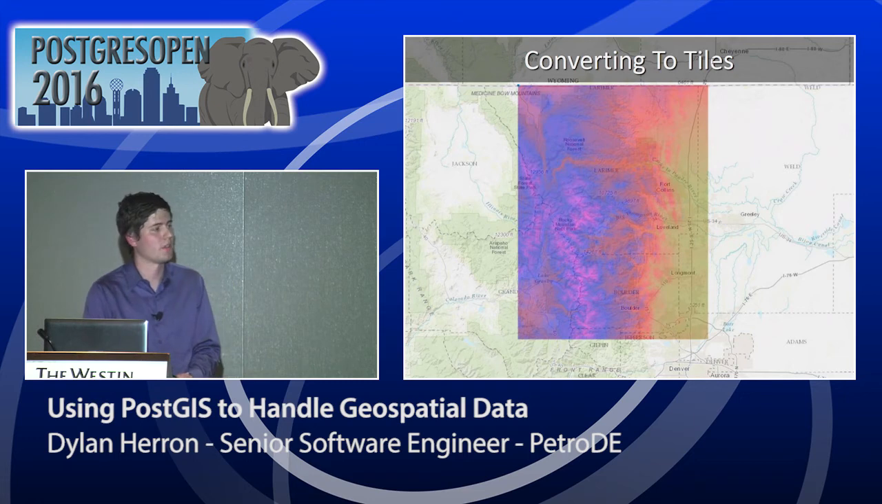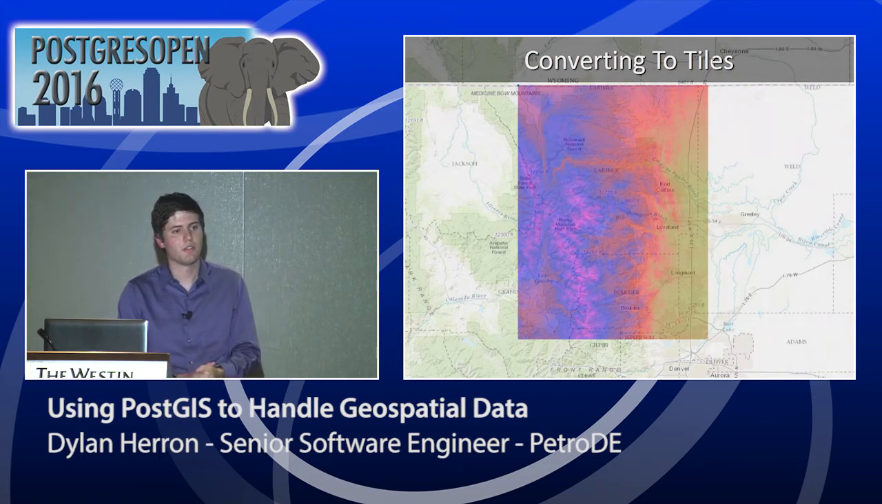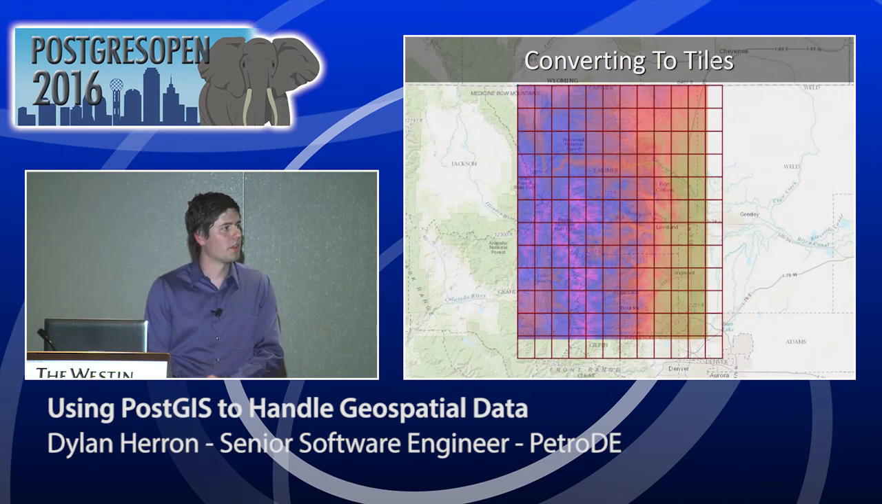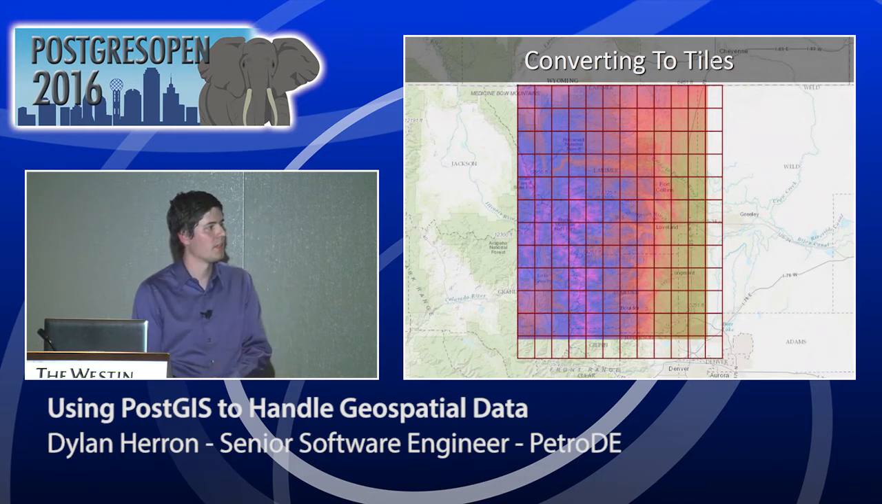So the first thing we could do is to convert our image to tiles. Converting to tiles is going to allow us, at high zoom levels, to not display everything to the user. When you're zoomed in, we only display the tiles that are within your view rectangle. So instead of displaying the entire Earth, we're displaying maybe 4 or 5 tiles total.